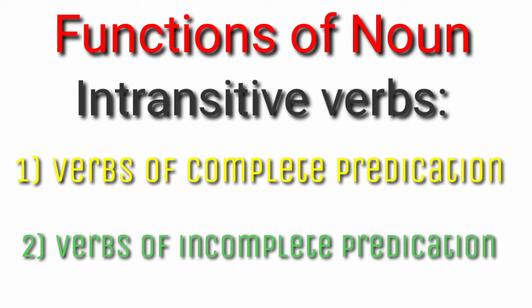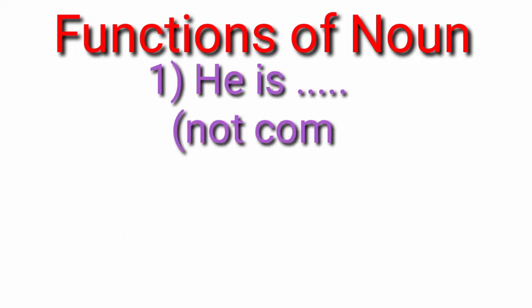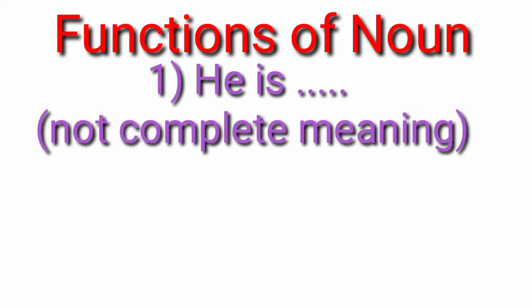And if after an intransitive verb there is some word or phrase needed, it may be a noun, pronoun, adjective or adverb, and unless that word is there the verb does not give us complete meaning, we say that it is a verb of incomplete predication. If we say he is, and leave the sentence there, we cannot get the complete meaning.